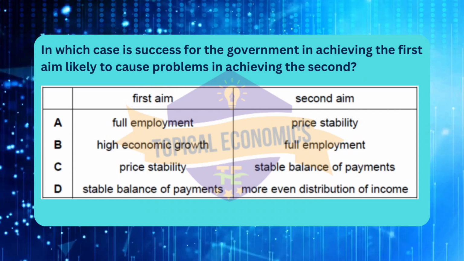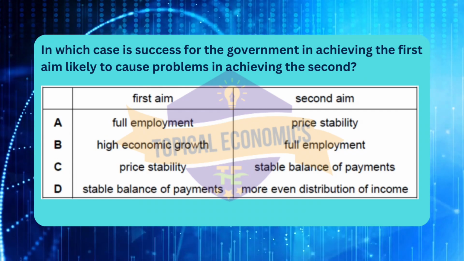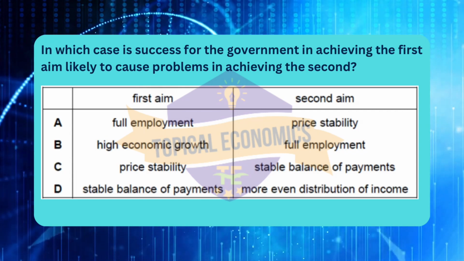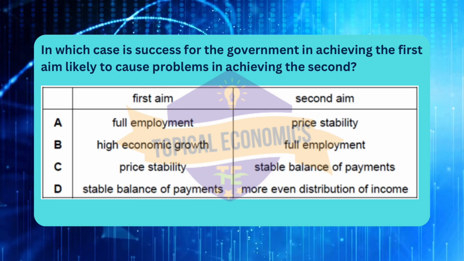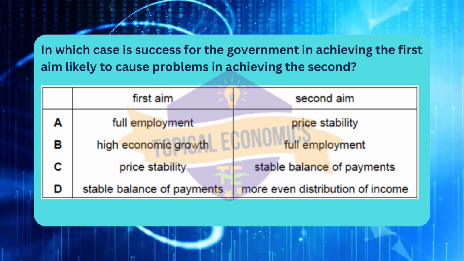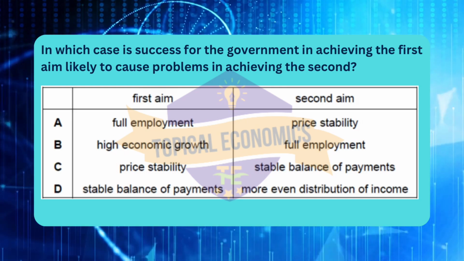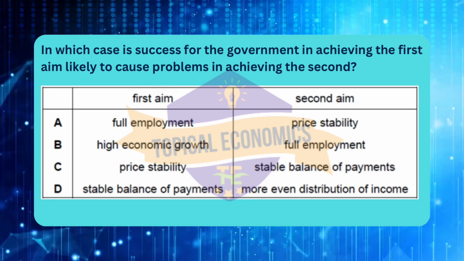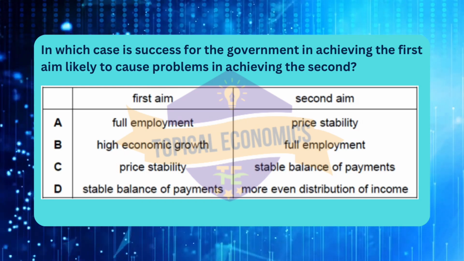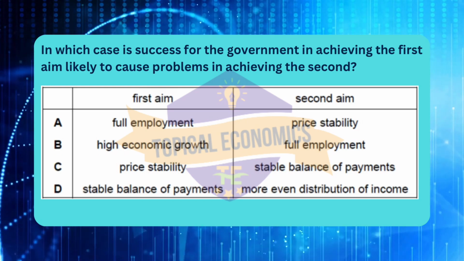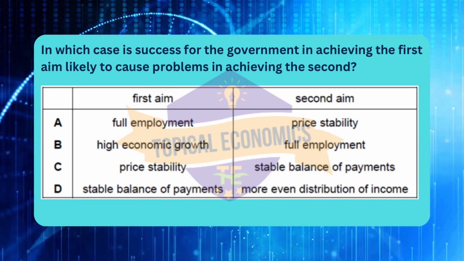Moving to question 9. In which case is success for the government in achieving the first aim likely to cause problems in achieving the second? The correct answer is option A. A trade-off between full employment and price stability is the most likely scenario where success in achieving one goal, full employment, could create challenges in achieving the second, price stability.